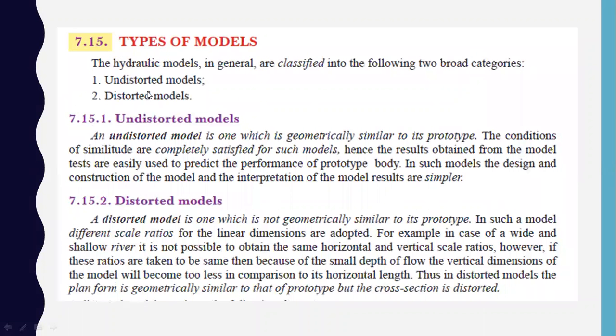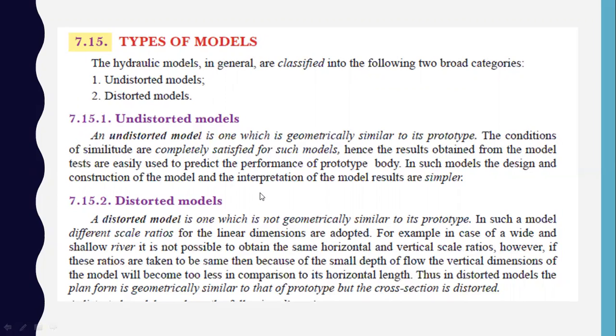The next general types of models are undistorted models and distorted models. An undistorted model is one which is geometrically similar to its prototype. The conditions of similitude are completely satisfied for such models. Hence, the results obtained from the model tests are easily used to predict the performance of the prototype. In such models, the design and construction of the model and the interpretation of the model results are simpler, very simple.